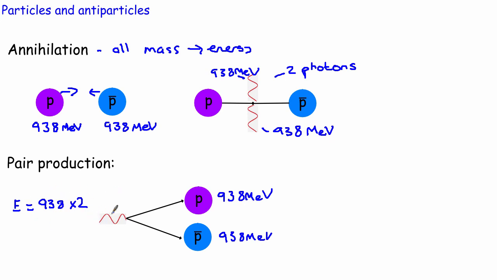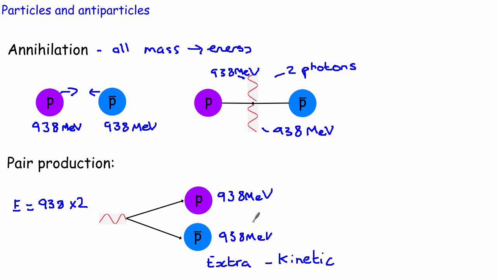What's kind of interesting is if this photon has got more than this energy. If it's got more energy than this, what can happen is that it makes a proton with this amount of energy, it makes an antiproton with this amount of energy, and any extra energy, anything that's left over, is given as kinetic energy. In other words, it actually gives these things some energy to move away from each other.